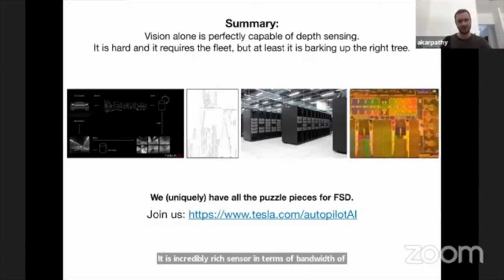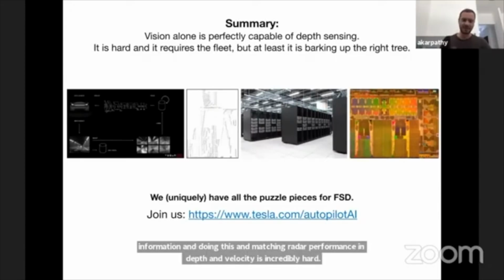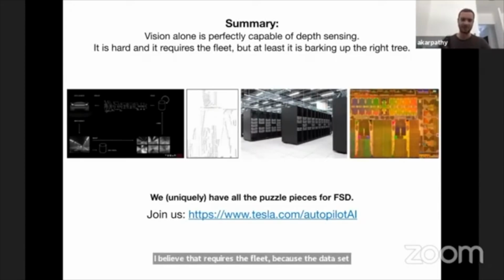And doing this and matching radar performance and depth and velocity is incredibly hard. I believe it requires the fleet because the data set that we were able to achieve was critical in all these performance improvements. And if you do not have the fleet, I'm not 100% sure how you can source all the difficult and diverse scenarios that we did source, because I believe that was critical to getting this to work. So it's hard, it requires massive networks, a supercomputer, and a data engine, and the fleet.